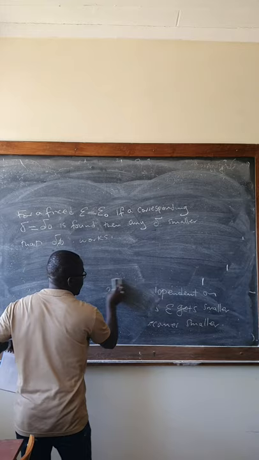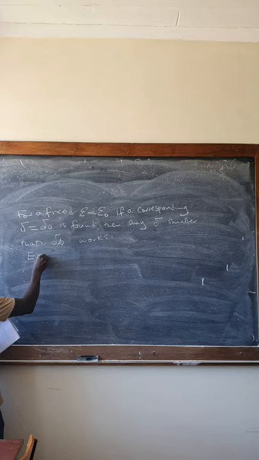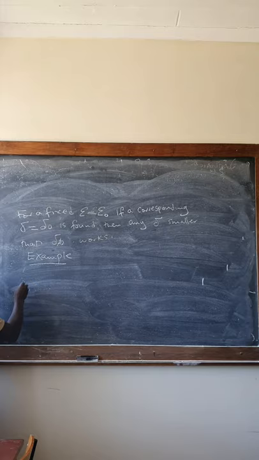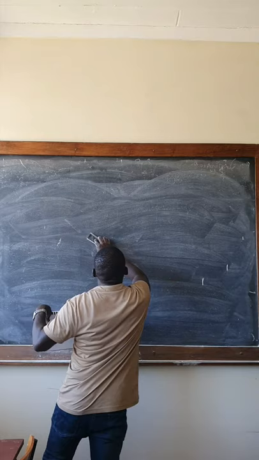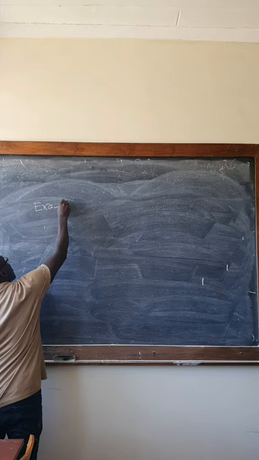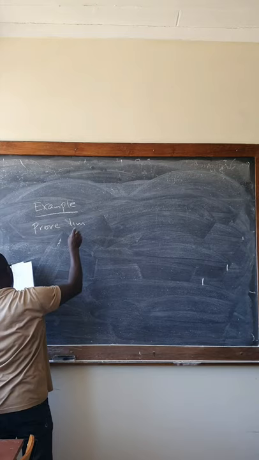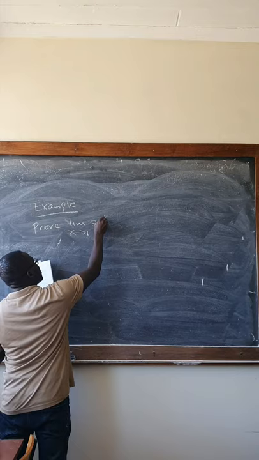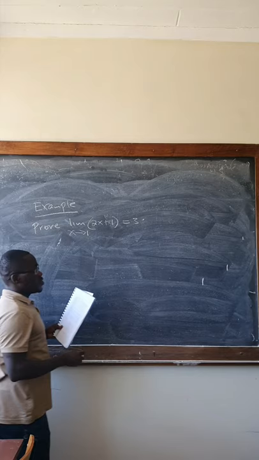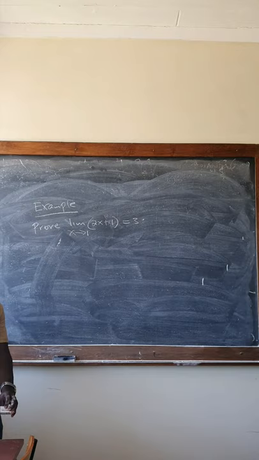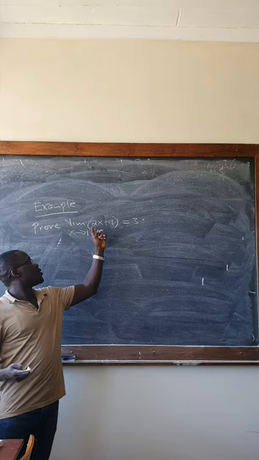And maybe I'll do an example for some of you to see what we are doing here. So let's do some example. An example is: prove that the limit as x tends to 1 of 2x plus 1 is equal to 3. When they tell you prove that the limit is 3, of course you're not going to just substitute x equal to 1 here and say 2 times 1 plus 1 is 3, so proved.